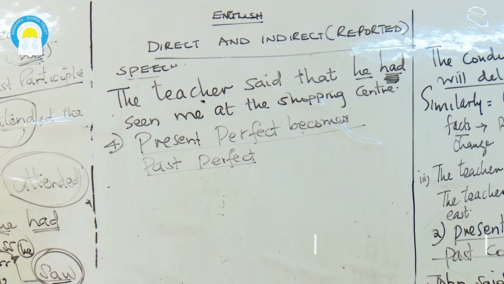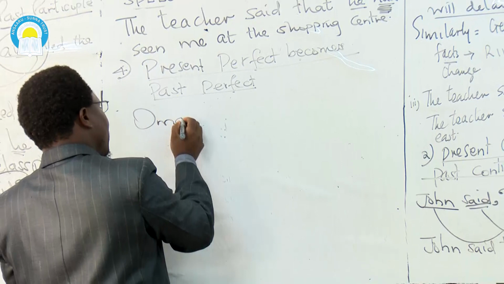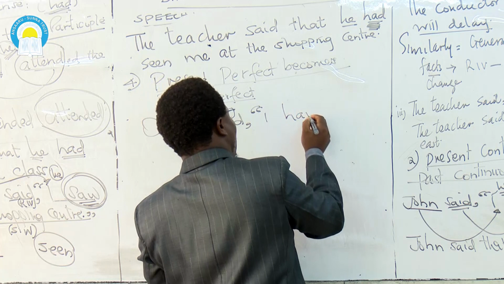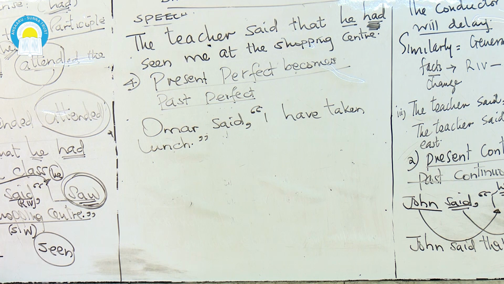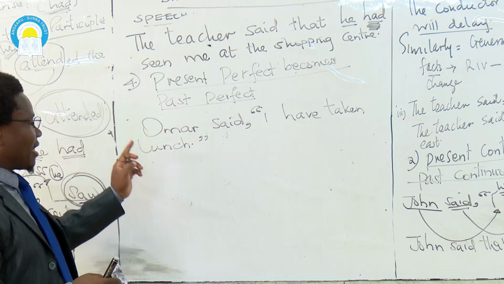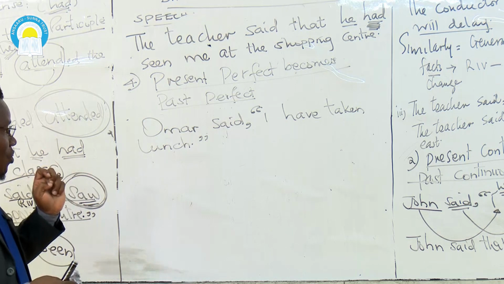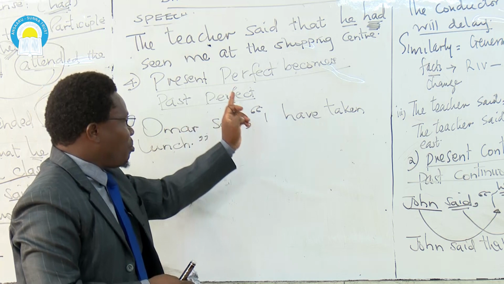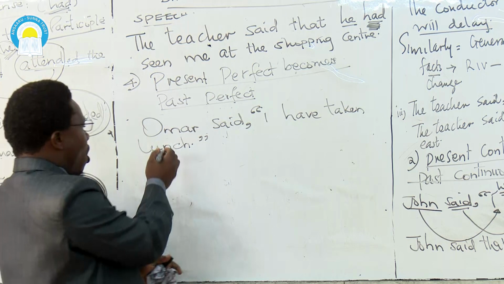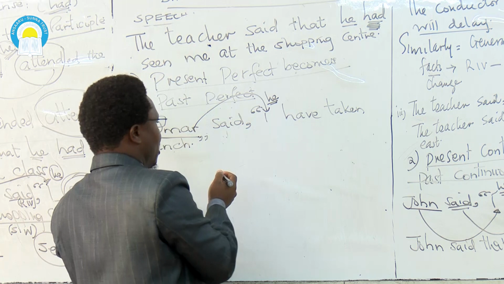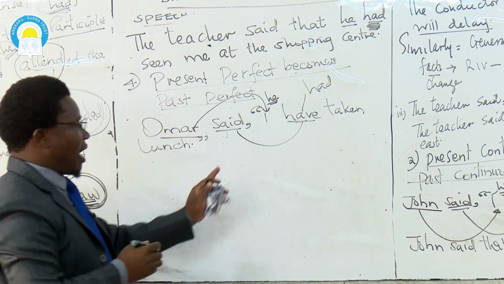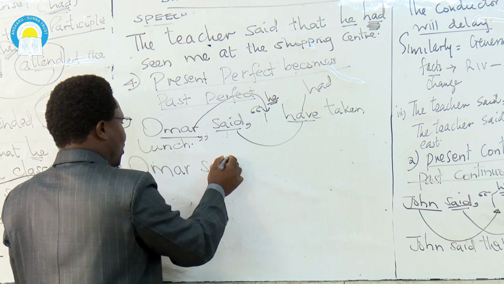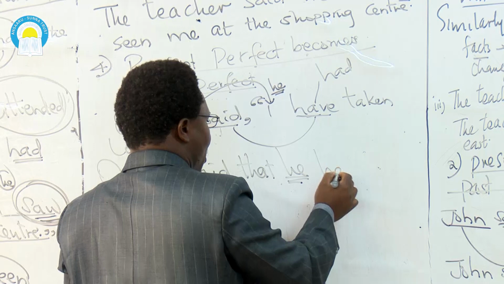Consider the sentence, Omar said, "I have taken lunch." Omar said, "I have taken lunch" is a sentence in the present perfect tense. And as the rule states, present perfect tense becomes past perfect tense. Therefore, Omar shall affect I to become he, said shall affect have to become had. And therefore the sentence becomes, Omar said that he had taken lunch.